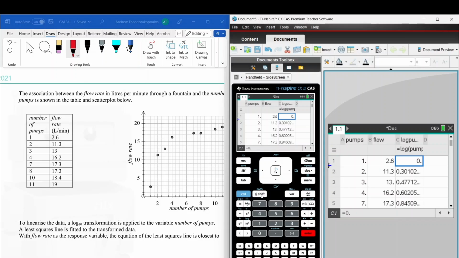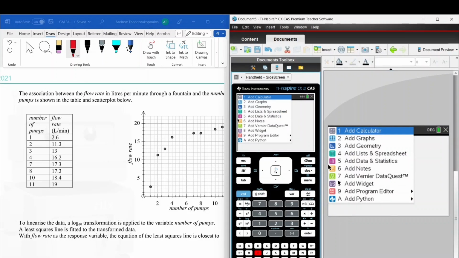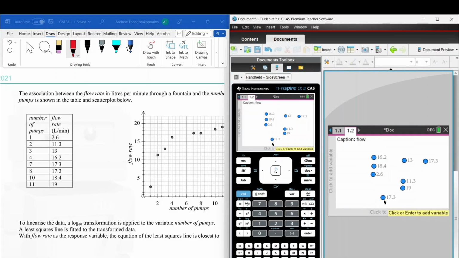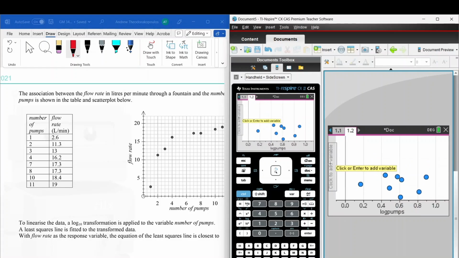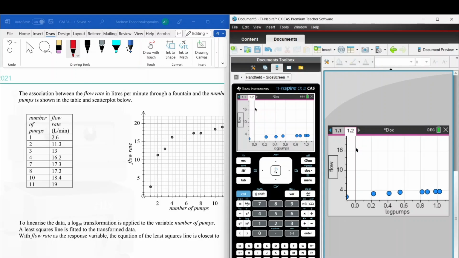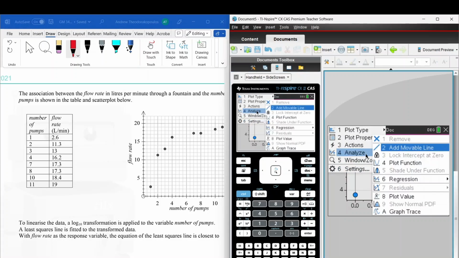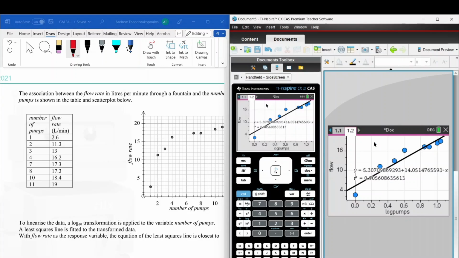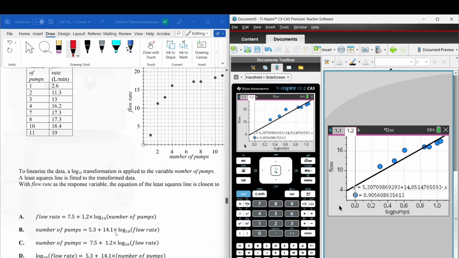So what we now need to do is press Control I, data and statistics, and then put in the right ones. But now we've got log pumps. So instead of clicking pumps, we're going to click log pumps and then flow. Now that should straighten out the data a little bit, which it has. And we're going to get our regression equation, which is here. So hopefully we see that we get a 5.3 plus 14.05, so it looks like that's the one there.